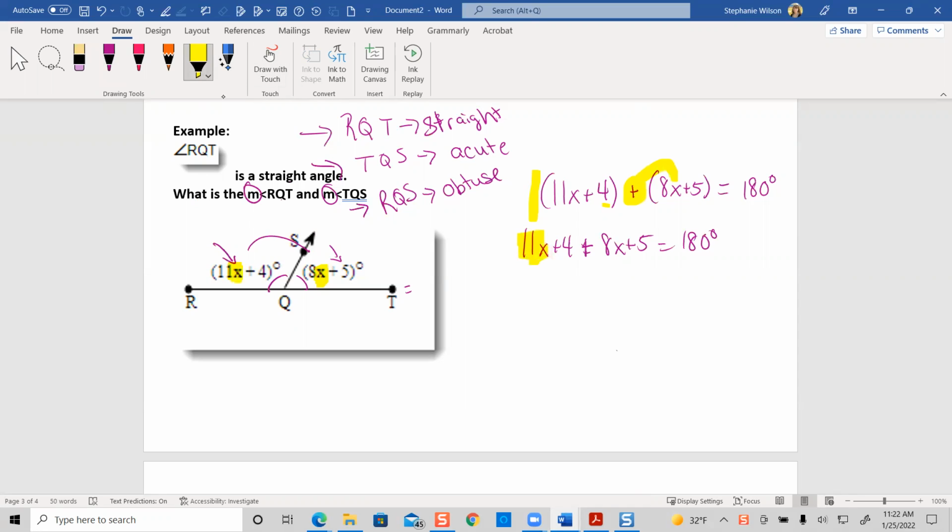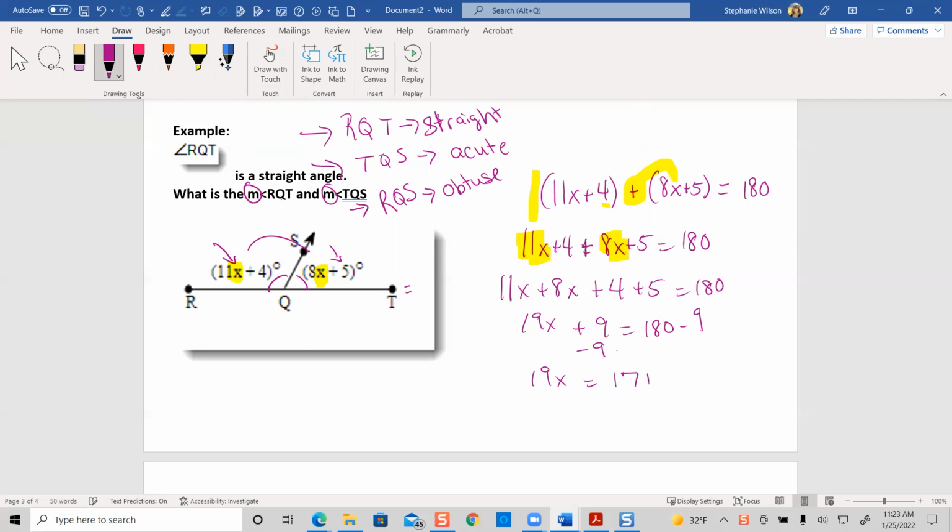Now we're going to put together all like terms. So I have 11x plus 8x, and I have plus 4 plus 5. Let's put them together. 11x plus 8x is 19x. 4 plus 5 is 9. I'm going to erase this little degree sign since we're not using it on this side. We'll put it on our final answer. I need the x by itself, so I need to subtract the 9 from both sides. So I have 19x equals 171.